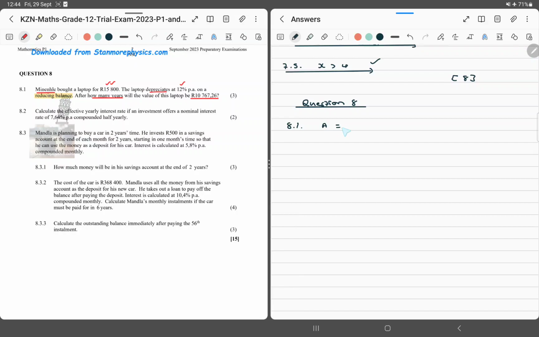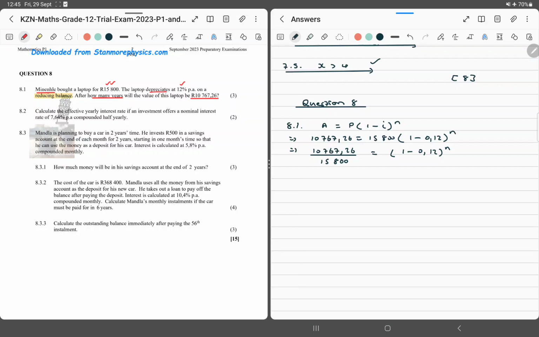8.1. So we know that A is equal to P into 1 minus i to the exponent n. So the money we are depreciating to is A value, because that is what will happen in the future. So this is 10,767.26 is equal to the present value, which is today's value, 15,838, into 1 minus 0.12, expressed as a decimal, to the exponent n, which is what we are looking for. We divide by 15,838 to get 1 minus 0.12 to the exponent n.